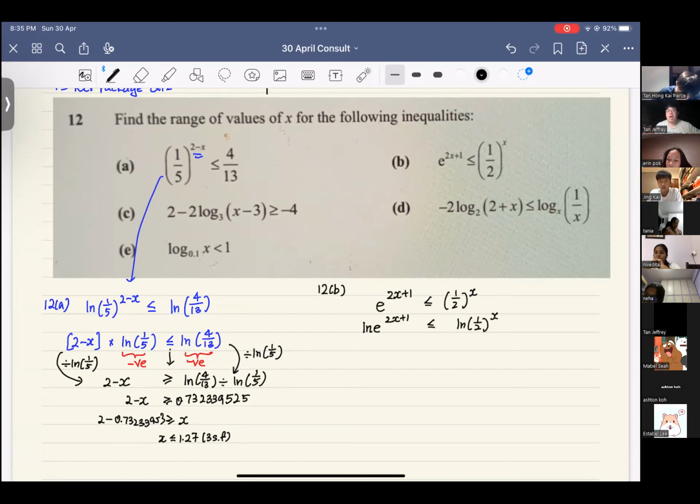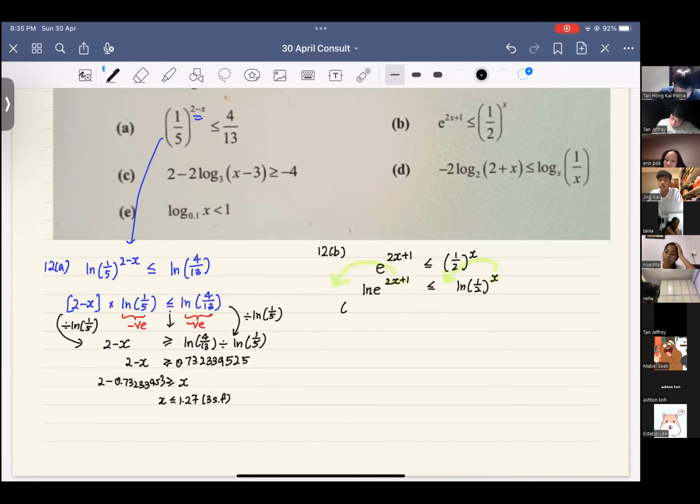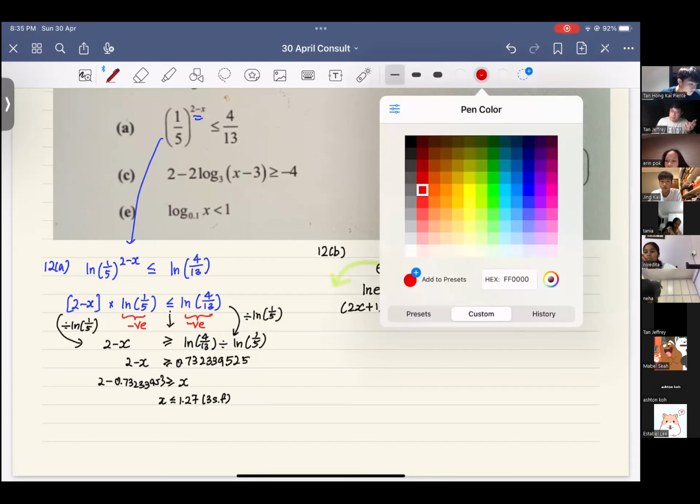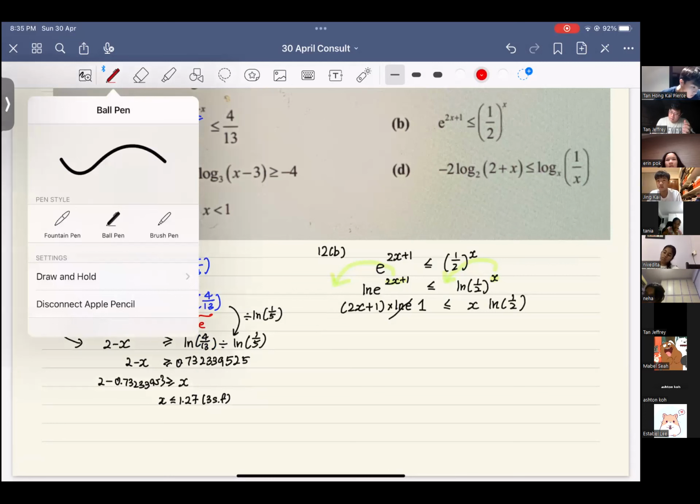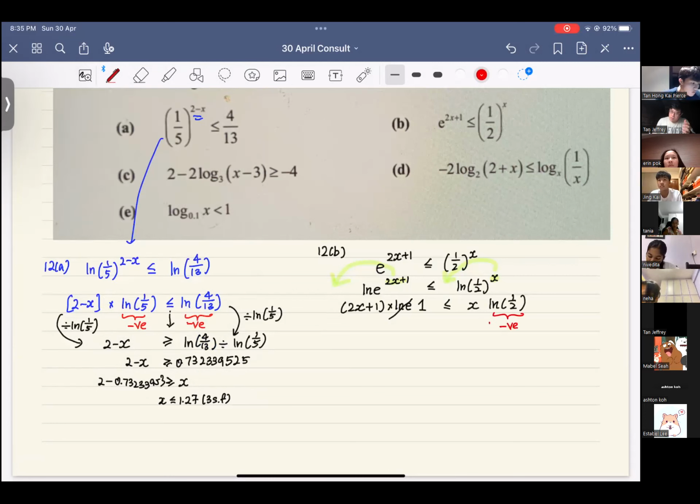After which, by the power law, I'm going to bring 2x plus 1 down, and bring x down. So this is 2x plus 1 multiplied by ln e. Ln e effectively is just 1. So it is less than or equal to x ln half. Ln half, nothing changes, but do pay special note again that ln half is negative. Whenever you ln both sides, just remember that ln of any value less than 1 is negative.